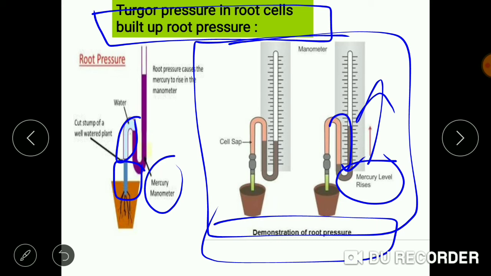The root pressure has led to the movement of water molecules from the root to the stem, and then further to the further rise in the mercury level.